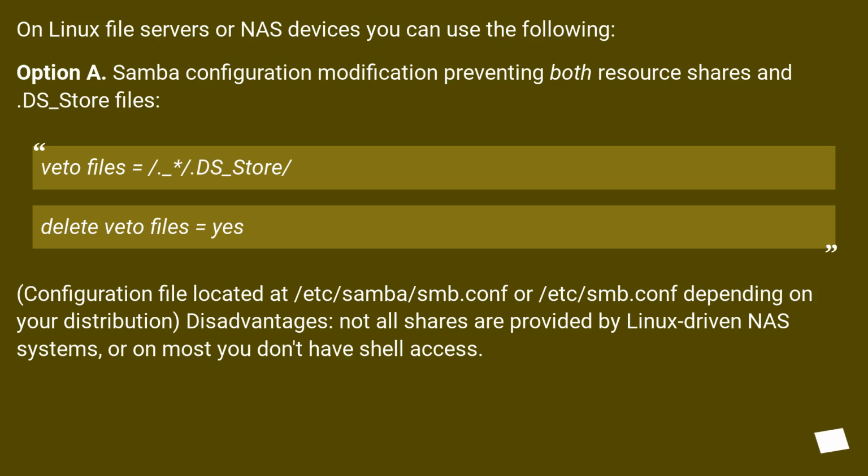Configuration file located at /etc/samba/smb.conf or /etc/smb.conf depending on your distribution. Disadvantages: not all shares are provided by Linux-driven NAS systems, or on most you don't have shell access.